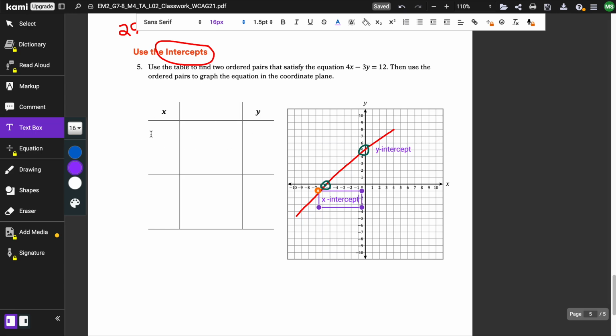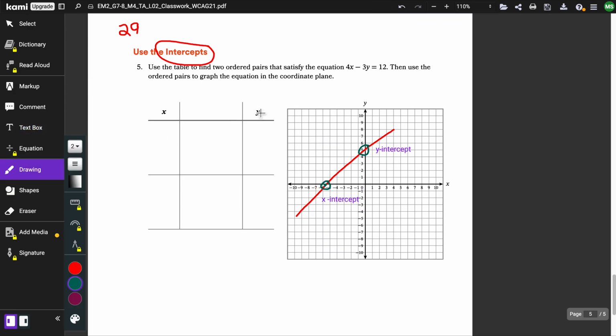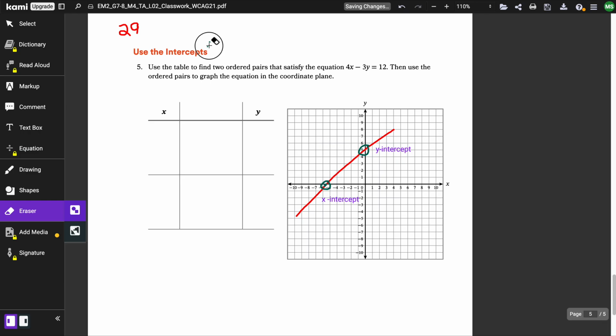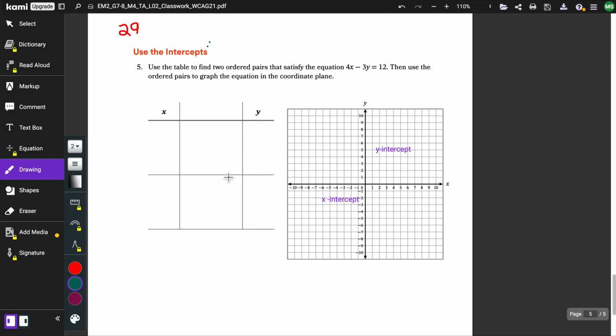If we're using the intercepts in order to graph this line, that means I want to know when x is 0 and when y is 0. So let's take a look and see what that looks like. I thought I could maybe erase these words, but I guess not. Oh, well.